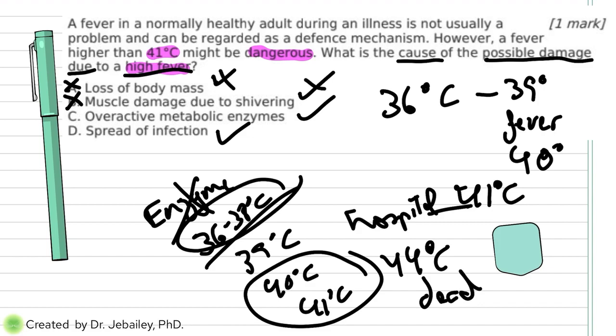And then the spread of infection, that's not a damage necessarily because you can deal with infection and not damage much. So the right answer here is the enzymes, because remember, as the temperature rises, the enzymes start working a little bit faster, and sometimes when they're working too fast, they might cause a breaking up of things which can damage. So the answer here is C for sure.